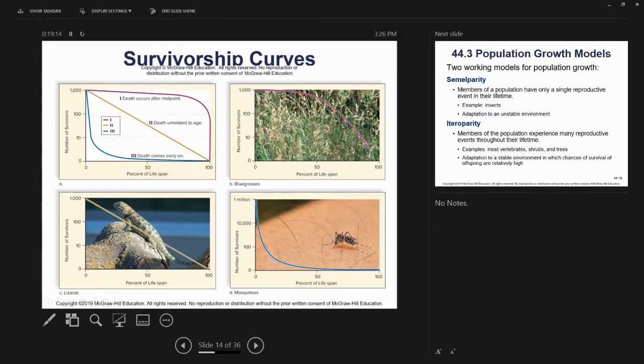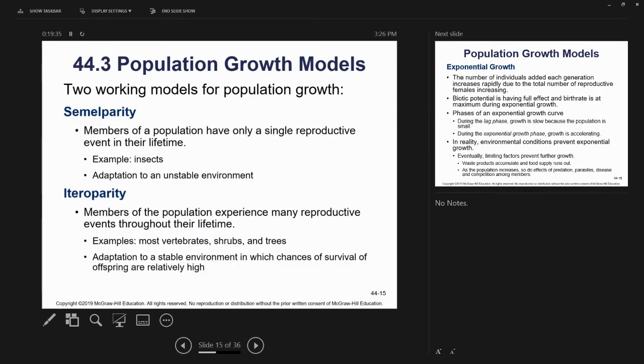Survivorship of type 3, insects are a good example. Lots and lots and lots of offspring that get picked off by predators right away. Death comes very early on, and a few will survive the total lifespan. So those are my 3 different survivorship curves.